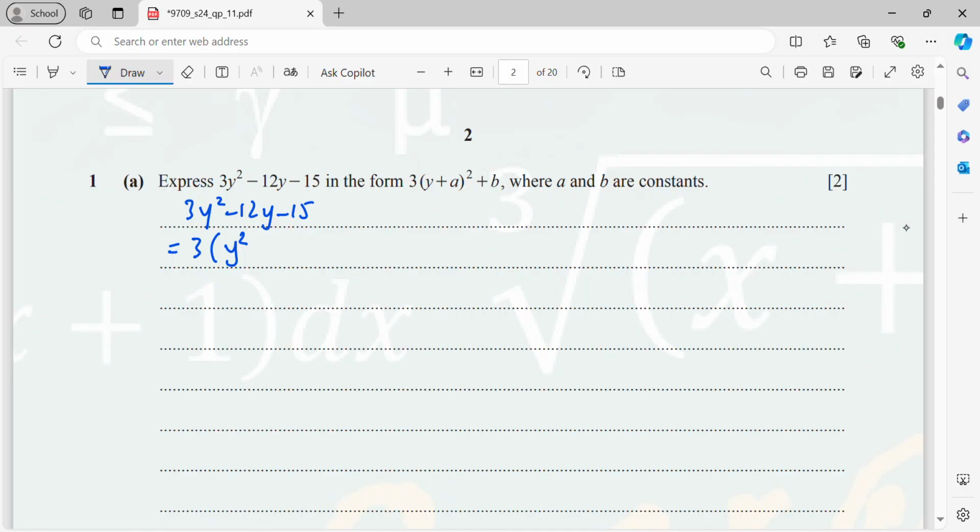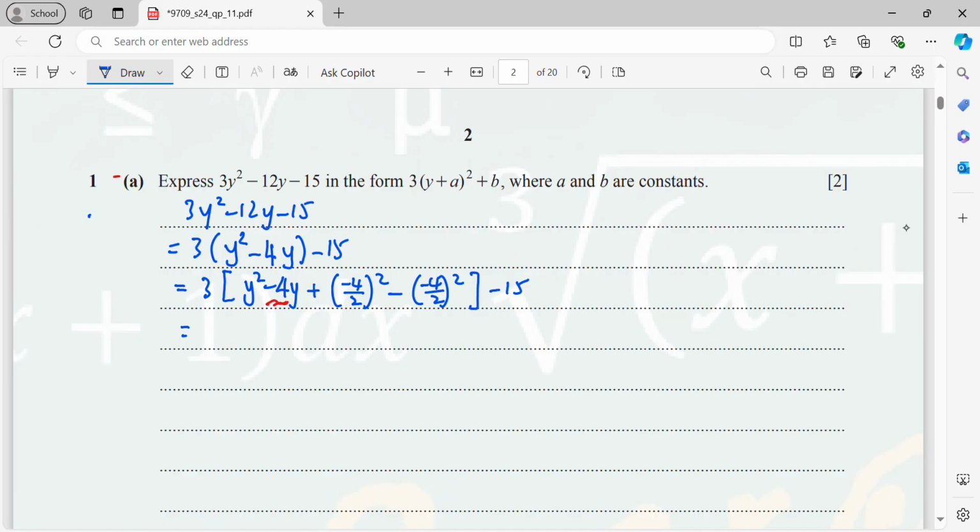So once you factorize 3 from 3y squared, you'll be getting 3 bracket y squared minus, then the 12y becomes minus 4y, and leave negative 15 outside. And then from here, we will be rewriting the first two terms and write plus bracket squared minus bracket squared, followed by minus 15. So the term inside the bracket should be half of the coefficient of y. That means that will be minus 4 over 2. That will be the half of the coefficient.